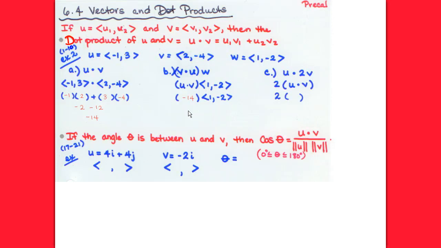All right, so now I'm back to scalar multiplication that we did yesterday. Take that -14 and multiply it times the vector. So I would end up with -14 times 1 and -14 times -2.